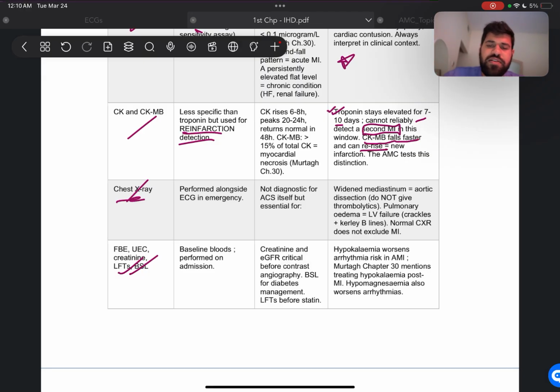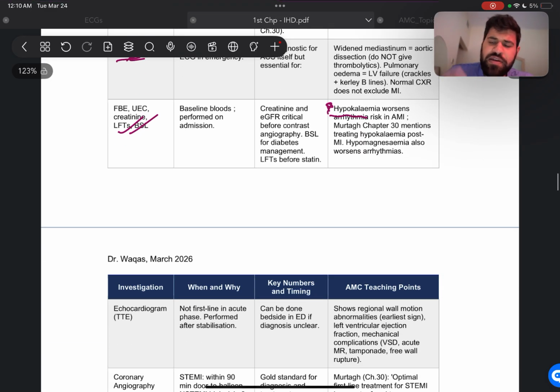FBC, UEC, creatinine, LFT, most important, hypokalemia. Hypokalemia worsens arrhythmia risk in acute myocardial infarction, and they could give you a blood test showing hypomagnesemia. Hypomagnesemia also worsens arrhythmia, and then hypokalemia. So the worst one is hypokalemia. We need to correct that.